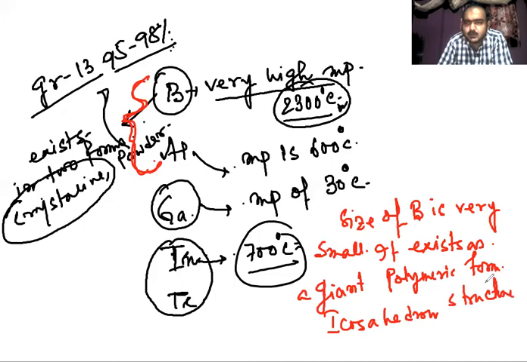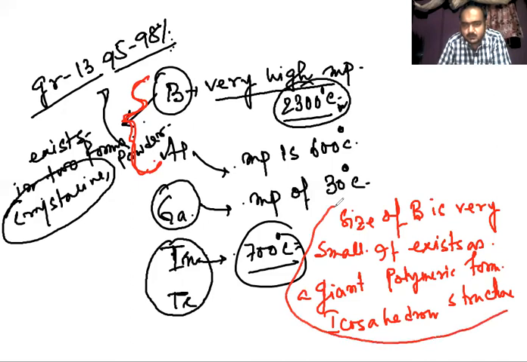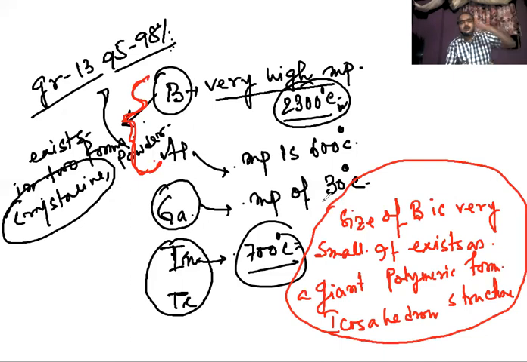So a large amount of energy is needed to break this, or to melt the giant size molecule, because it does not exist as a single atom. It exists in a giant polymeric structure. That's why we need a high amount of energy to break this kind of bond. That's why boron has a higher melting point, approximately 2300 degrees centigrade.